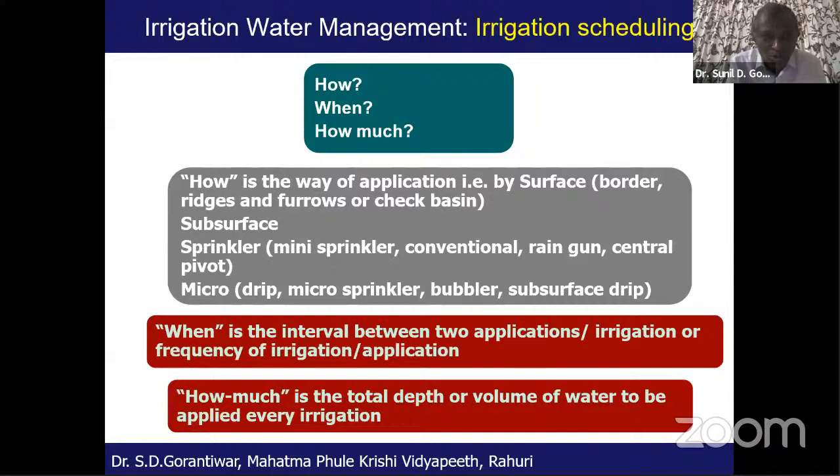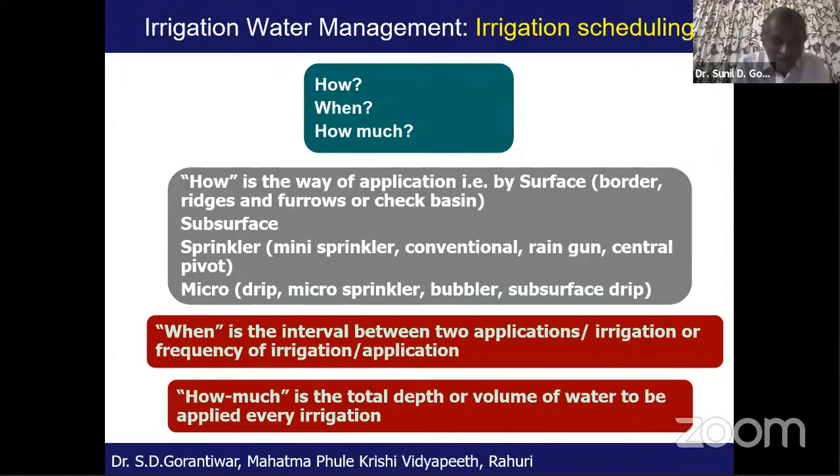Let us see the how to irrigate. How to irrigate is the way of application of irrigation. That is, it deals with the irrigation methods: surface irrigation method, subsurface irrigation method, sprinkler irrigation method, and micro irrigation method. So the first question in case of irrigation scheduling is how to irrigate. There are basically 4 ways, which we'll be covering briefly in the next 10-15 slides. One is surface irrigation, and in surface irrigation there are border, ridges and furrows, and check basin. Then subsurface irrigation, where we'll see what subsurface irrigation is. Then sprinkler irrigation, in which there are mini sprinkler, conventional, rain gun, and central pivot. And then micro irrigation methods: there are drip irrigation, micro sprinkler, bubbler, and subsurface drip. We'll see each of these irrigation methods briefly.